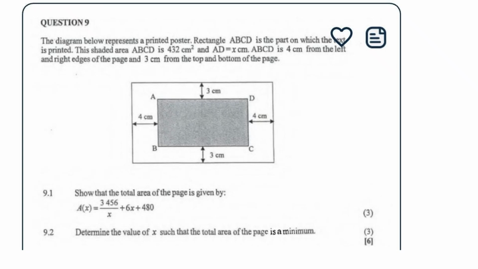So now question 9. They're saying the diagram below represents a pretend poster. A rectangle ABCD is the part on which the text is printed. The shaded area ABCD is equal to 432 centimeters squared, and AD is equal to x. ABCD is 4 centimeters from the left and right edges of the page, and 3 centimeters from the top and bottom.